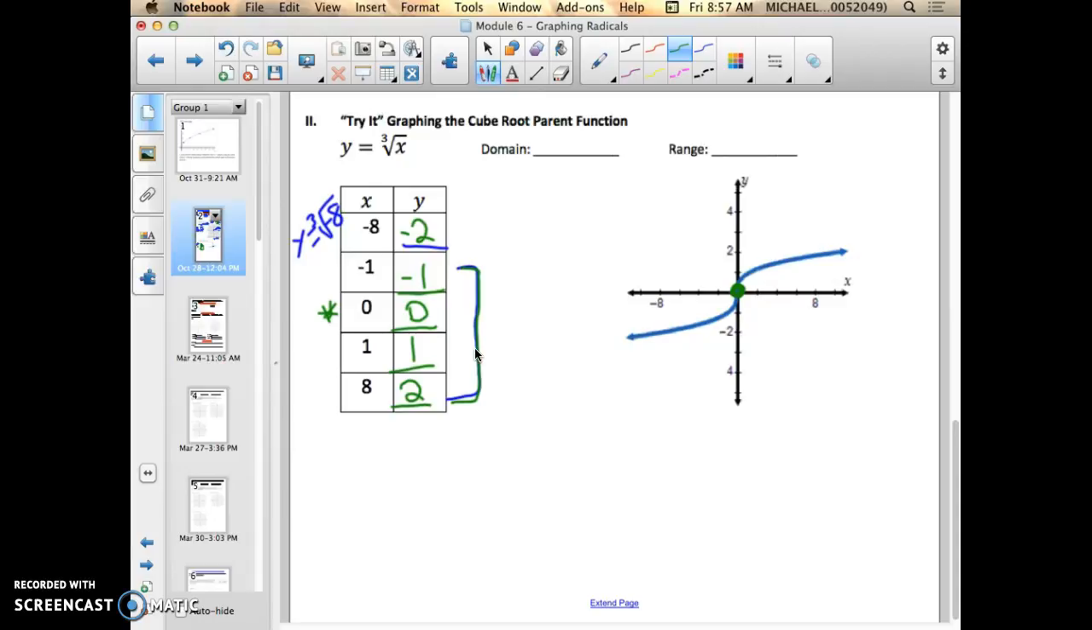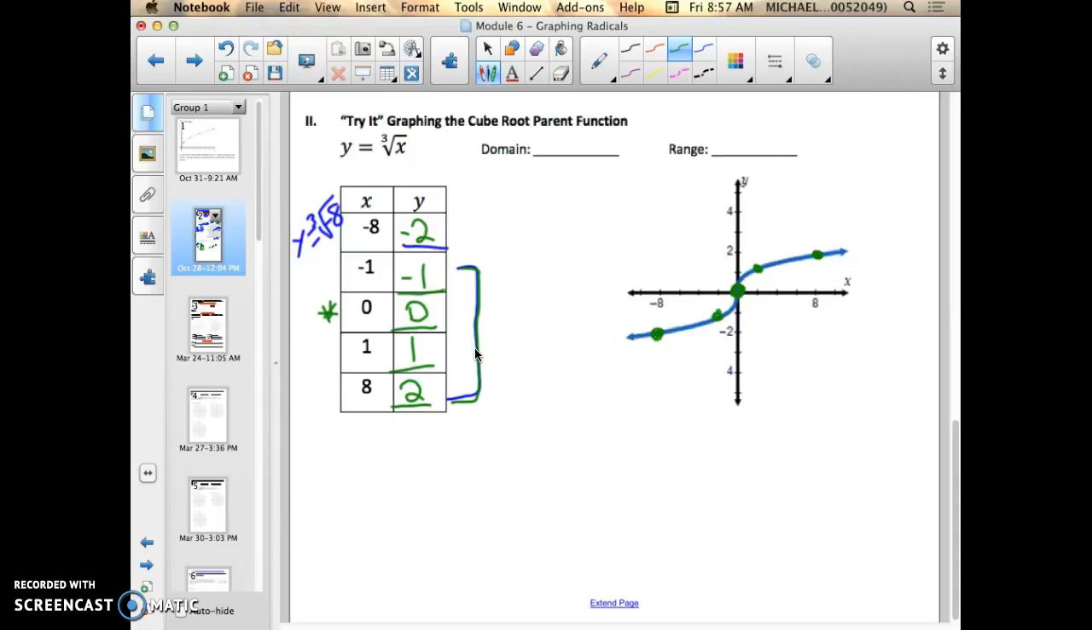And if you see, they already drew the graph for us. But let's see if these lines match up. If I take the cube root of -8, I'm going to get -2 as an output, and it matches. Cube root of -1, I get -1. Cube root of 0, I get 0. Cube root of 1, I get 1. And 8, I get 2. So it is drawn correctly.